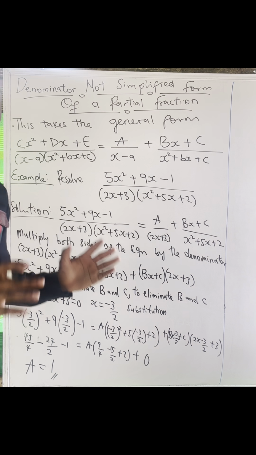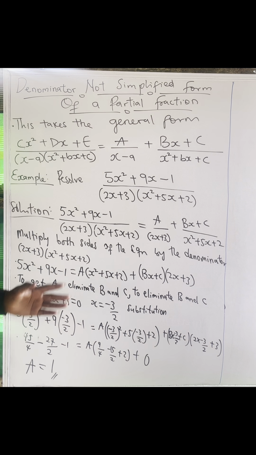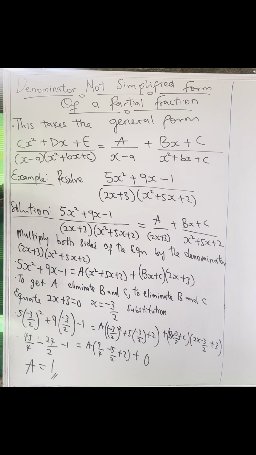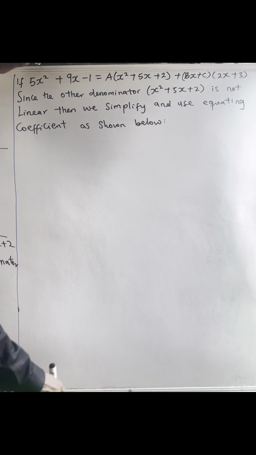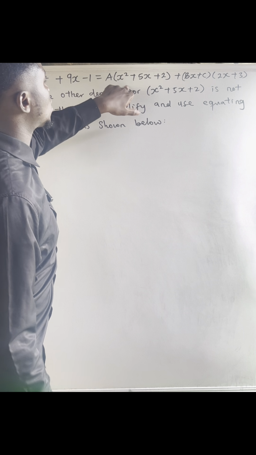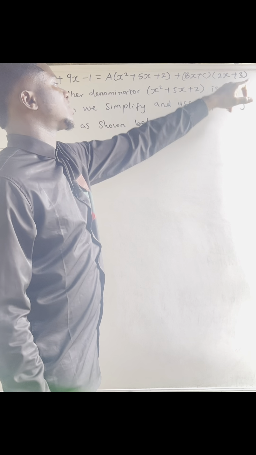So it now remains the value of my b and c. How am I going to get the value of my b and c since they are together? Let's see how we are going to do that, guys. The continuation of the solution is this. We have the expression 5x squared plus 9x minus 1 is equals to ax squared plus 5x plus 2 plus bx plus c multiplied by 2x plus 3.